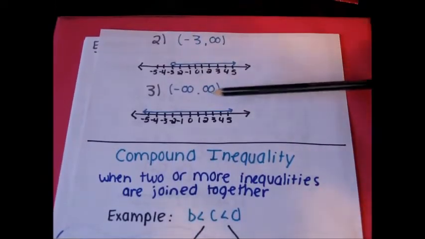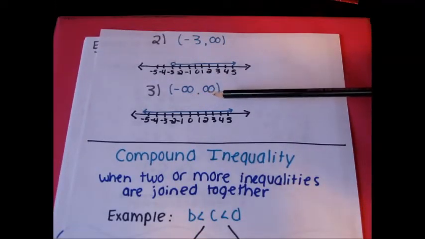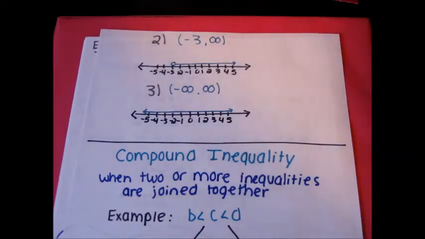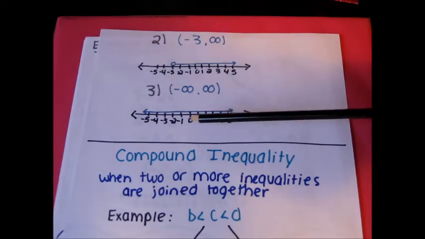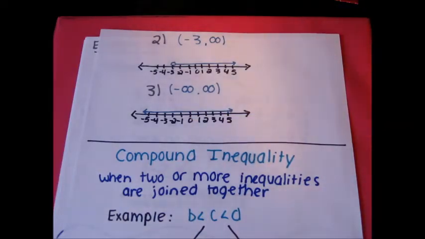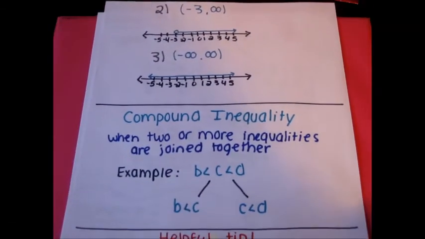This last example is negative infinity, comma infinity, with parentheses on both sides, so we know it's an open graph. On the number line, it would just simply be this, a line going both directions, since it goes to negative infinity and infinity. Now we're going to talk about compound inequality.